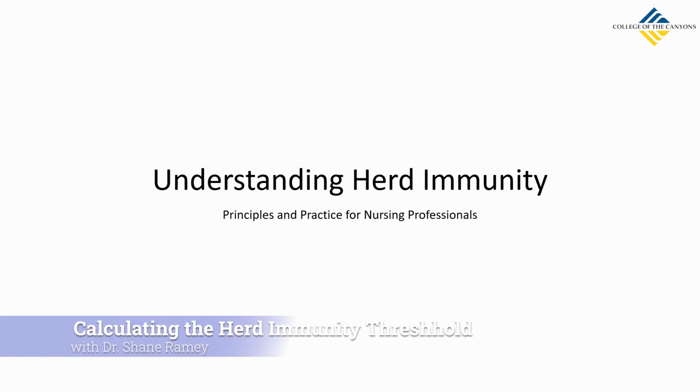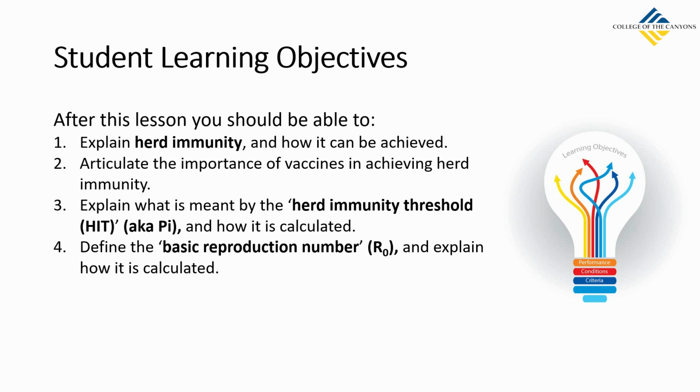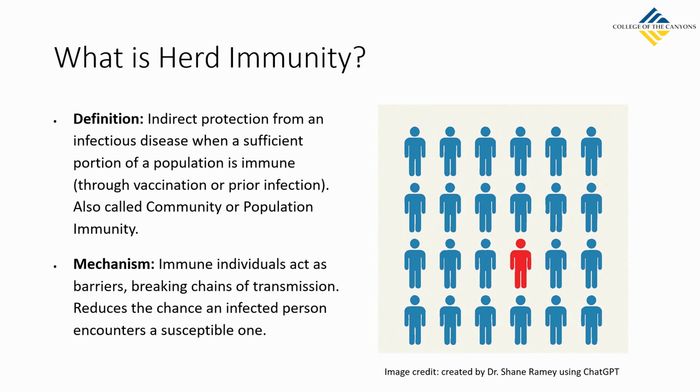This is going to be what I hope is a short video on herd immunity, but really it's going to focus more on calculating the herd immunity threshold and the basic reproductive number. But in order to have that conversation or to go over how to calculate the herd immunity threshold, you have to understand a little bit about herd immunity and how herd immunity is achieved.